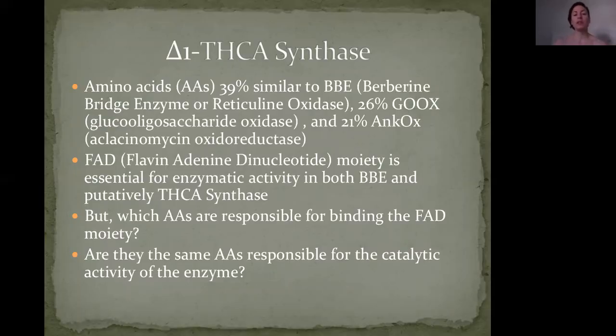And all of these enzymes are what are called flavoproteins, which means that they're coenzymes, and the co signifies that they need a cofactor in order to complete their catalytic activity. What is the cofactor? Flavin adenine dinucleotide. So this moiety is essential for enzymatic activity, and it's essential for enzymatic activity in BBE, and therefore thought to be essential for enzymatic activity in THCA synthase.